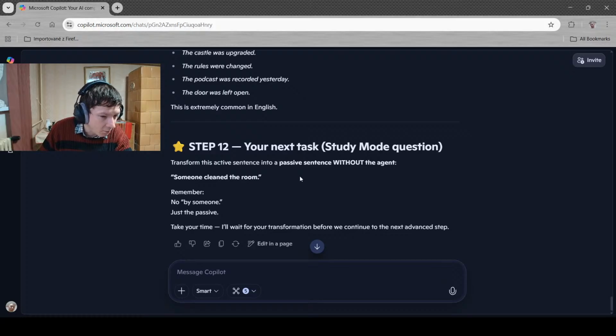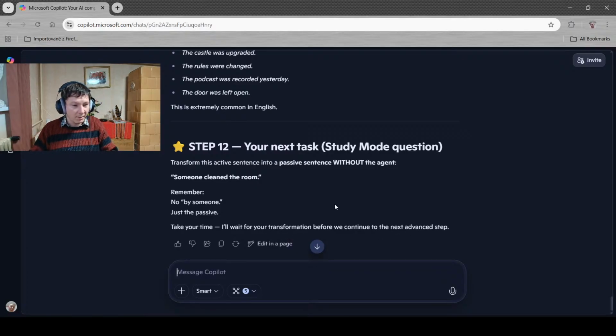Step 12. Your next task. Study mode question. Transform this active sentence into a passive sentence. Someone cleaned the room. Remember, no by someone, just the passive. Take your time. I'll wait for your transformation before we continue to the next advanced step.